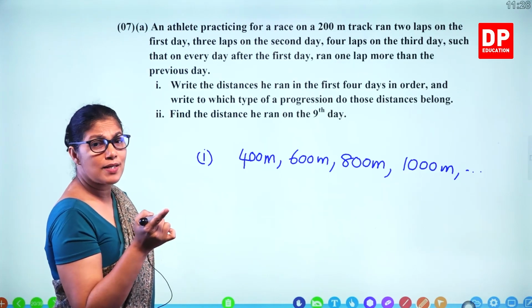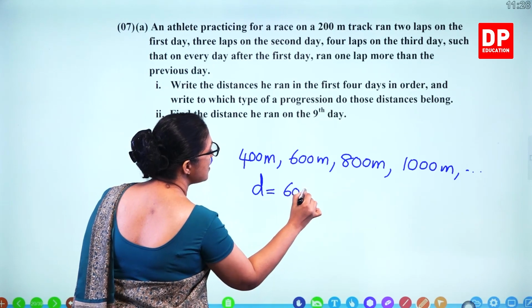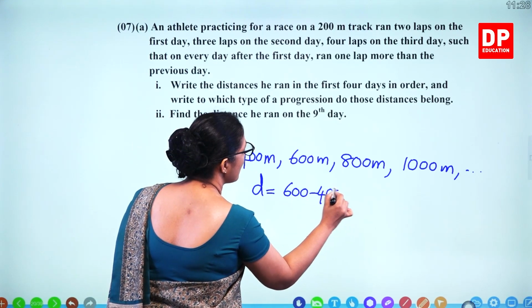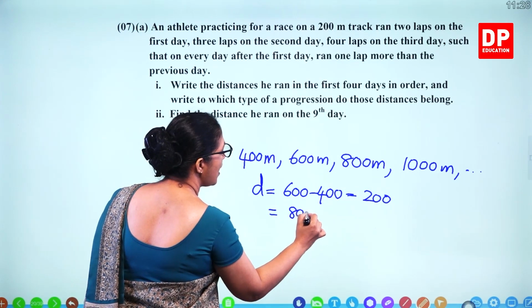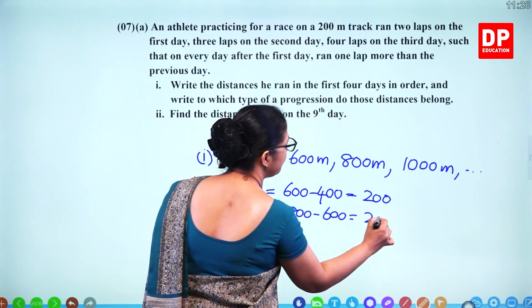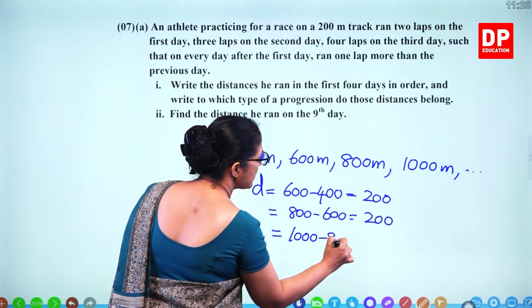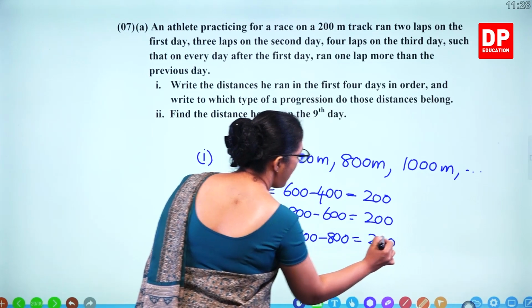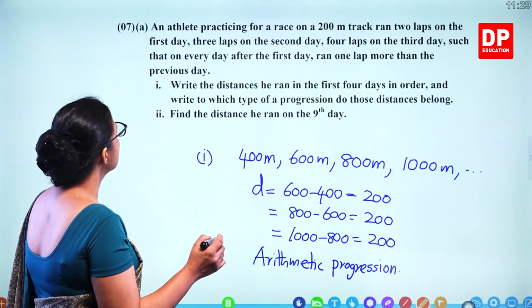And what is this sequence or progression? That's arithmetic. The difference is always the same. You get 200, or when you take 800 minus 600, you get the same thing. So common difference is there. That means arithmetic progression. That's the first part.